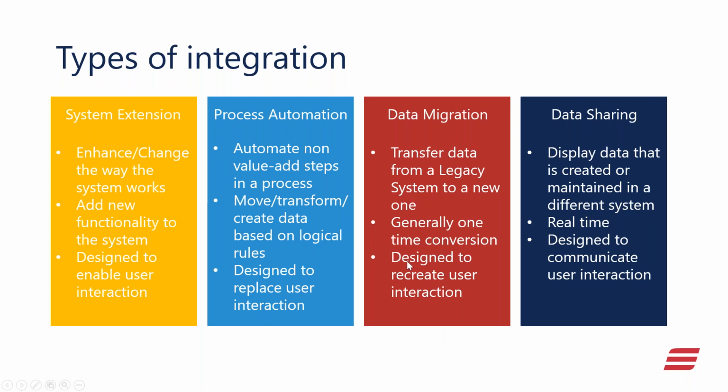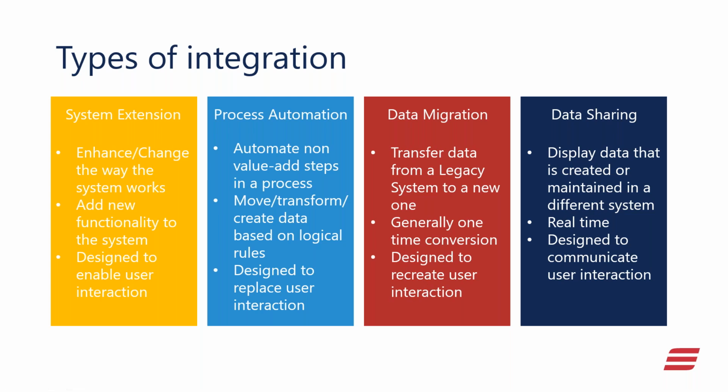Third type of integration that we deal with quite a bit is data migration. Primarily this happens when you're implementing a new system and you need to pull data from an old one and bring it into a new one. It tends to be more of a one-off, a one-time thing. For example, when you're moving from GP to Business Central or from QuickBooks to Business Central. So when you're first implementing BC, this is your transfer data in.